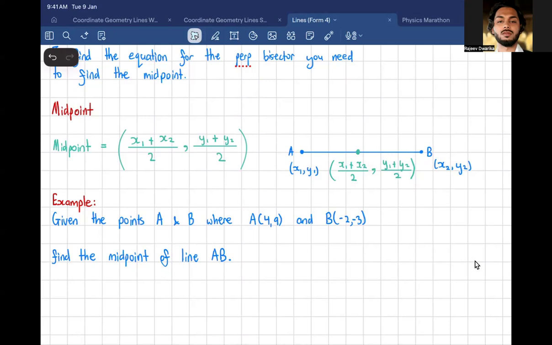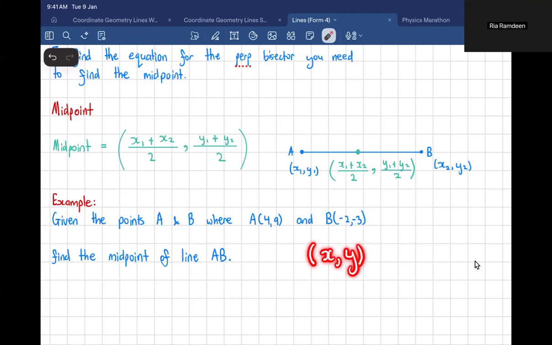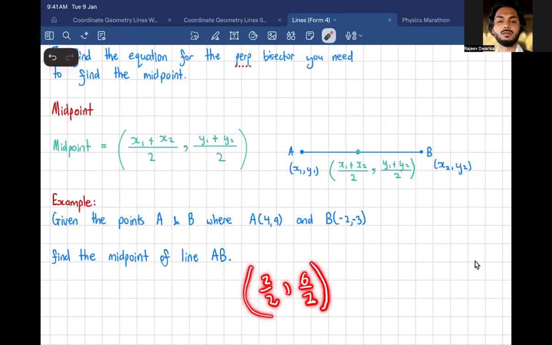Okay, so a couple things, right, Ria? Yes, sir, I know something was wrong. Nothing's wrong. You just left out some stuff and didn't complete it. You are finding a coordinate, right? A coordinate starts with an open bracket, then an x value, comma, y value, close bracket. You got 2/2, comma, 6/2. That's correct, but don't forget the brackets.